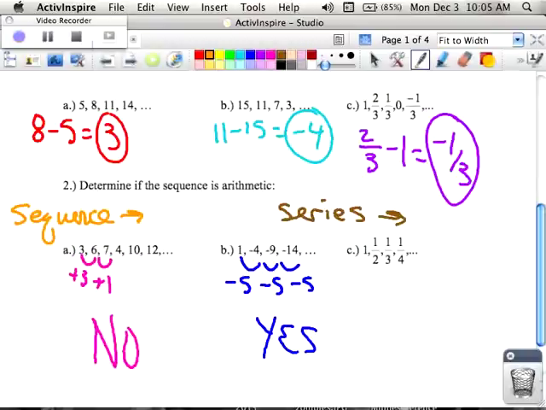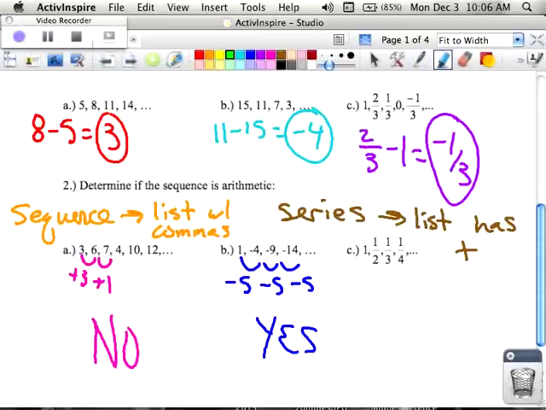All right. A sequence is a list separated by commas, like the ones you see below. The series is a list, but it has addition. So the big idea is if you're talking about sequences, commas. If you're talking about series, addition. That's what you need to know.